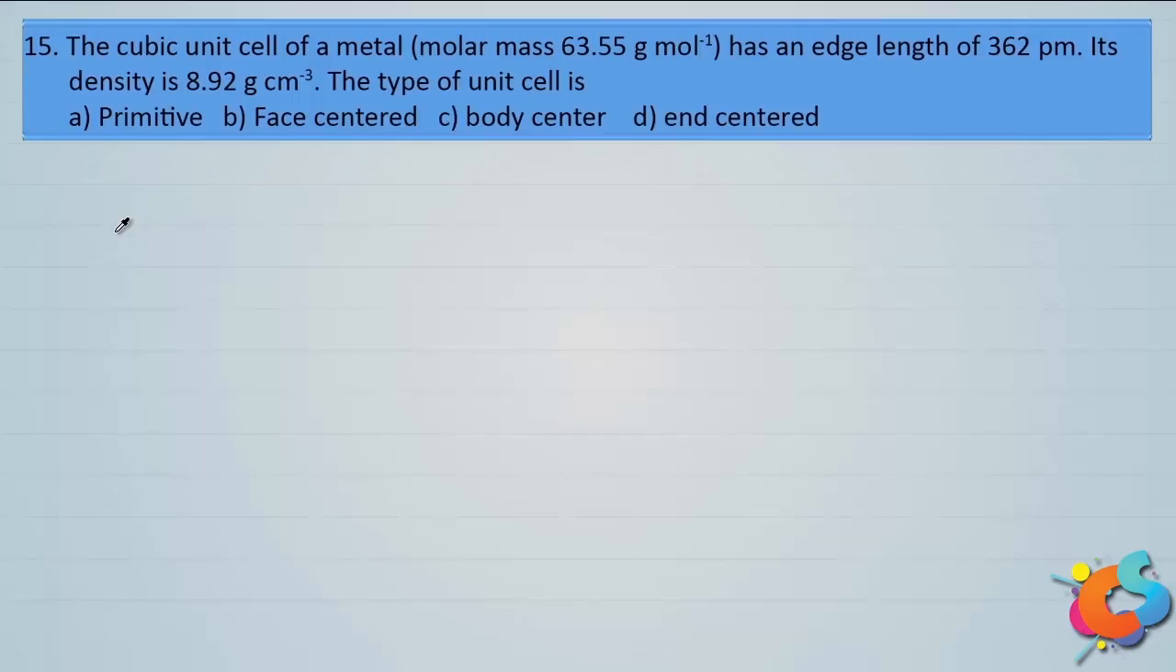The cubic unit cell of a metal whose molar mass is 63.55 gram per mole has an edge length of 362 picometer. Its density is 8.92 gram per centimeter cube. The type of unit cell is A, primitive, B, face-centered, C, body-centered, and D, end-centered.